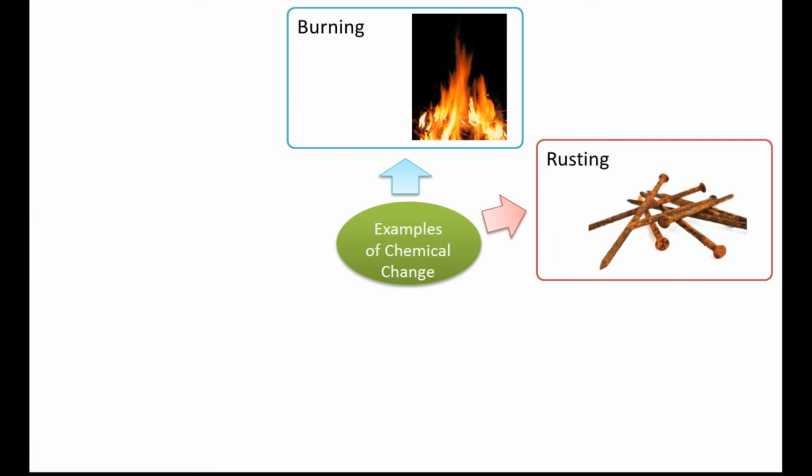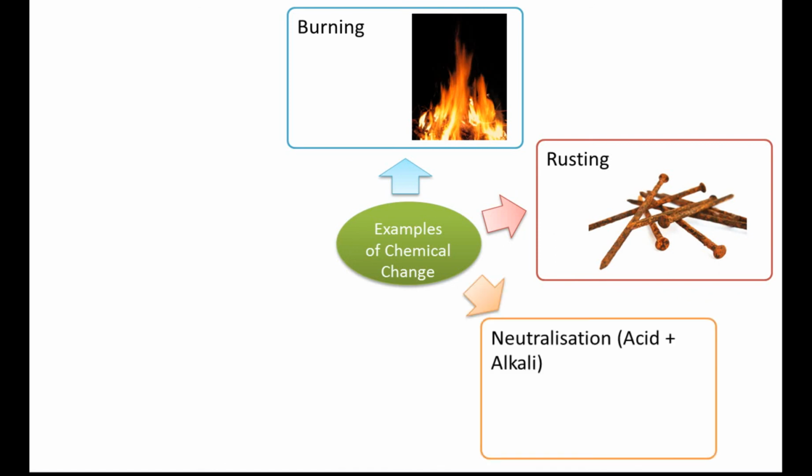Rusting is a chemical change. Before the reaction it is iron, after the reaction it is iron oxide. Neutralization of acid and alkali: we add acid to alkali, it forms salt and water. So chemically they are not the same before and after the reaction.